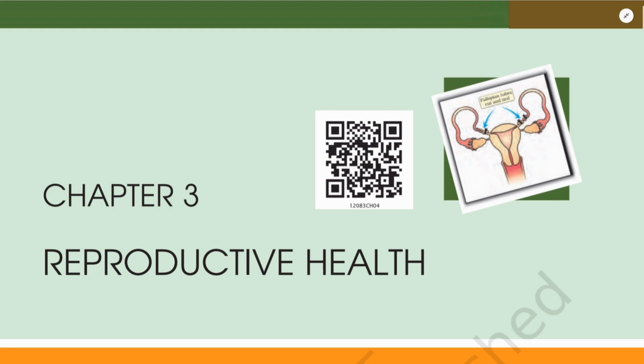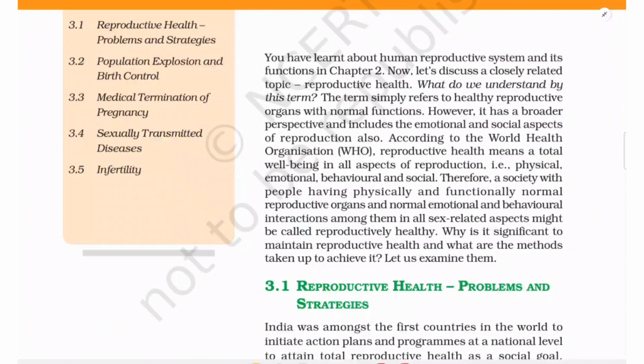Chapter 3: Reproductive Health. You have learned about the human reproductive system and its functions in Chapter 2. Now let's discuss a closely related topic, reproductive health. What do we understand by this term? The term simply refers to healthy reproductive organs with normal functions. However, it has a broader perspective and includes the emotional and social aspects of reproduction also.